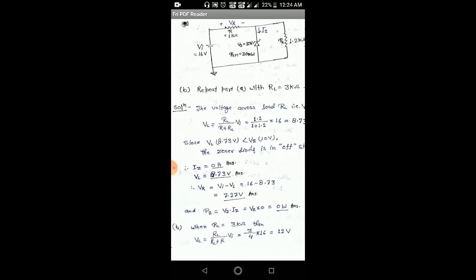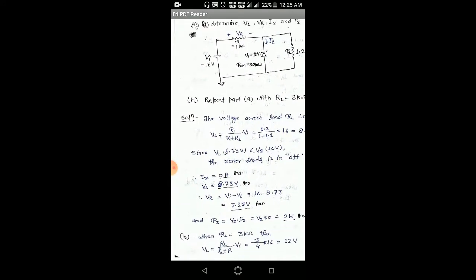Now VR. If the Zener diode acts as an open circuit, then we apply Kirchhoff's voltage law. Then we will find VR equal to VI minus VL, that will be 16 minus 8.73, that will be 7.27 volt. So PZ will be VZ into IZ. Since IZ is equal to 0, this multiplication will be 0. So PZ is equal to 0 watt.